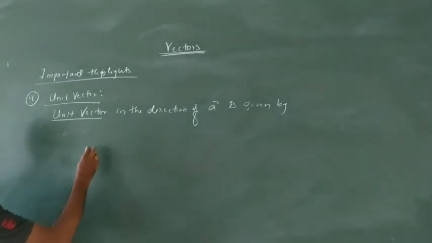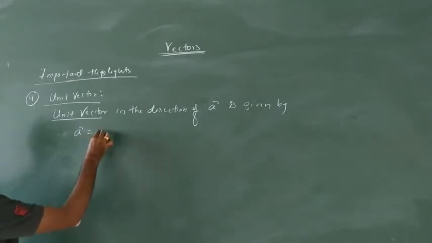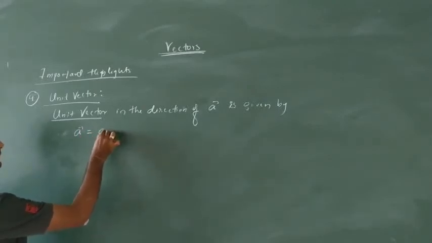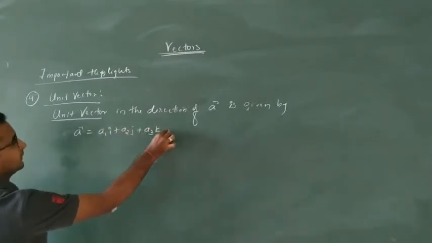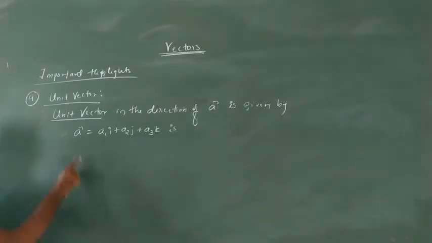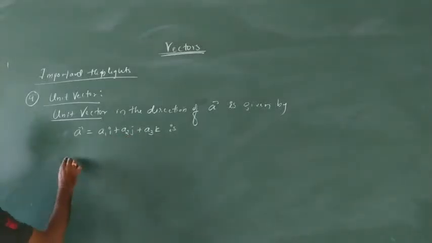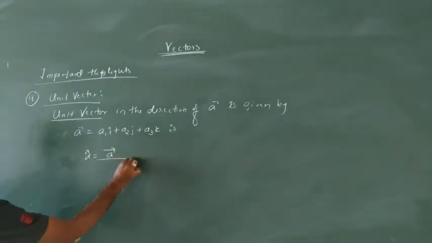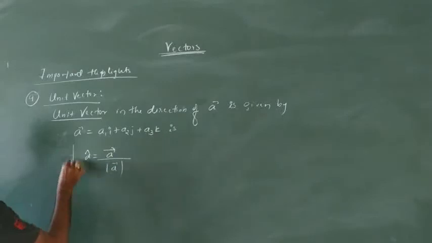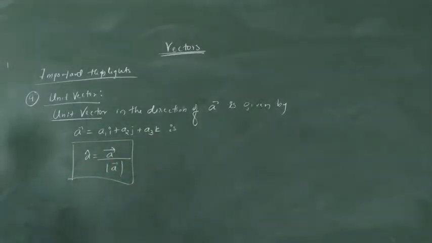So the unit vector in the direction of vector A, if I take vector A as A1i plus A2j plus A3k, in the three-dimensional form, therefore the unit vector A is equal to vector A divided by mod of vector A. So this is very important. Unit vector A is equal to what? Vector A divided by mod of vector A.